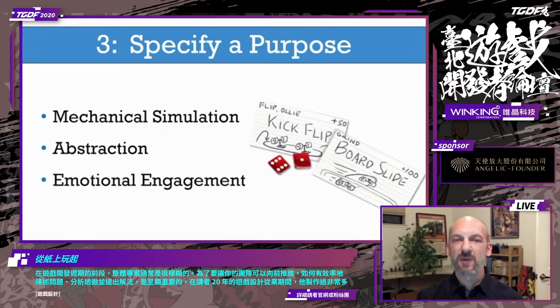Emotional engagement is one of my favorite things to explore with paper prototypes. It's amazing how much emotion you can generate with some random cards and a pair of dice. In this example, you draw skateboard tricks from a deck one by one. After looking at the trick, you roll a pair of dice to determine if you succeed or fail.